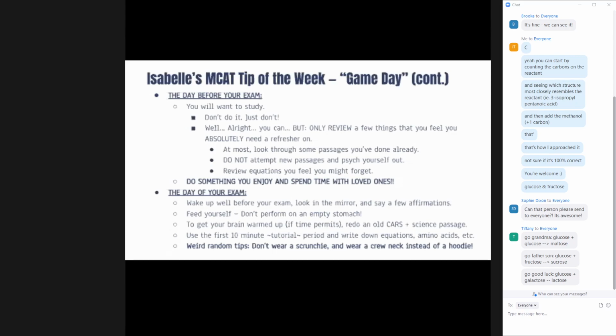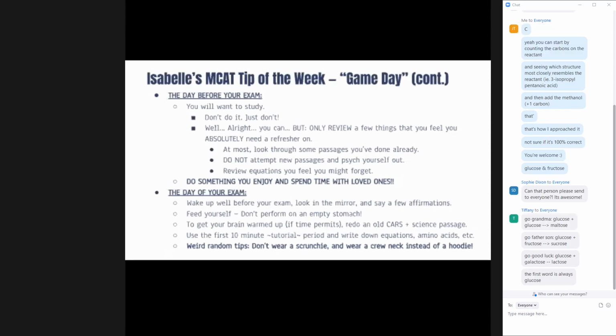And then the day of your exam, wake up well before, look in the mirror, say a few positive affirmations, and make sure you feed yourself, because an empty stomach is just as bad as an upset stomach. In fact, you'll probably be having an upset stomach if it's empty. And to get your brain warmed up, try to redo an old Cars passage and maybe a science passage just to make sure your brain's running.